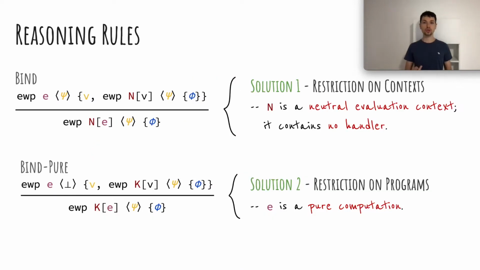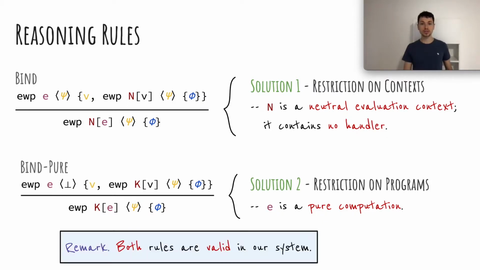We found two solutions for this problem. The first solution was to impose a restriction on contexts. The rule only applies to contexts that do not include handlers. The second solution was to impose a restriction on programs. The expression inside the evaluation context must be a pure computation.